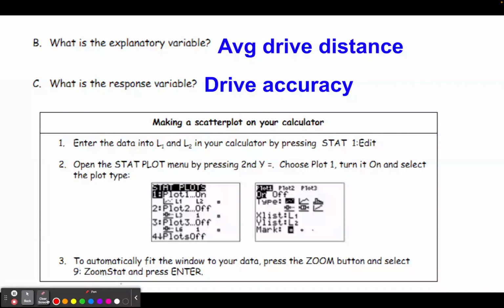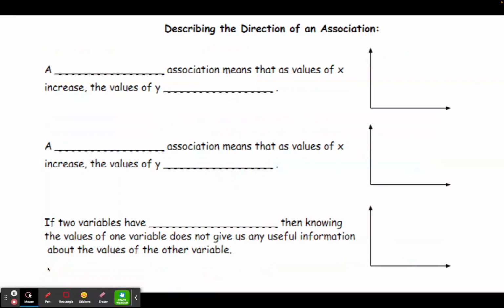Zoom stat is a really nice feature that will automatically resize your window to fit your data. So you don't have to worry about setting the X and the Y axis. It will just do it for you automatically. So you can go ahead and try that and make a scatter plot on your calculator and see what that looks like.